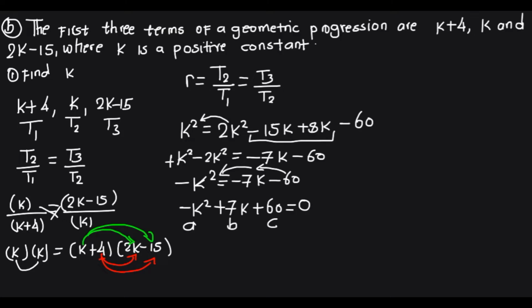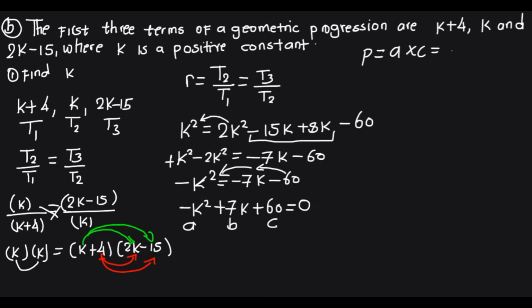We can check if we can solve this equation by factorization. Then we can also check if we can solve it by the formula, which is quadratic formula, or completing the square. So let's check for factorization. So for factorization, we need to find the product. So the product is just the value of a times the value of c.